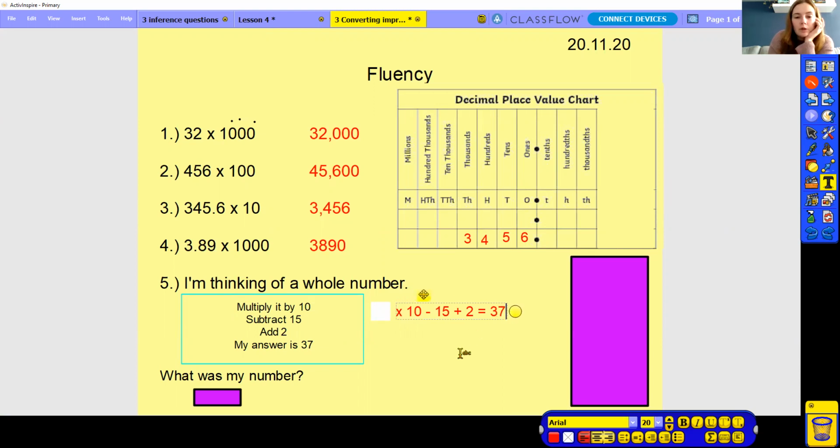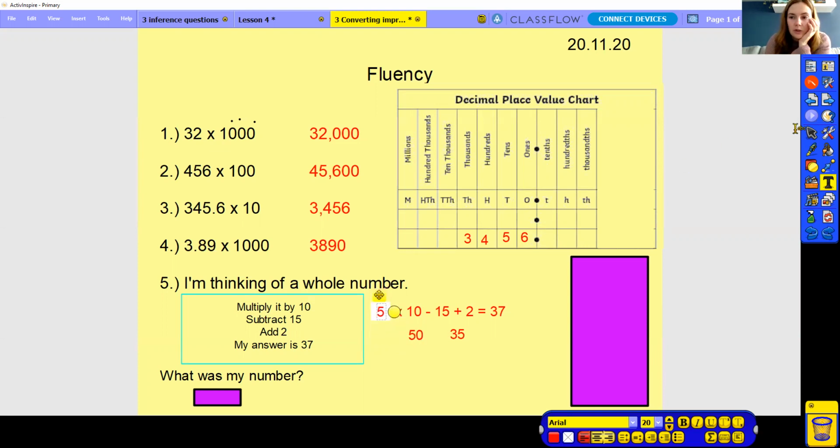So when we're doing this, we're going to work backwards. So first, we're going to do the inverse. So we added 2 last, so it means we need to take away the 2. So that gives us 35 if we take away 2. We took away 15, so we need to add the 15. So if we do 35 add 15, we get 50. And if we know that it was multiplied by 10, then we need to divide it by 10. And if we do 50 divided by 10, we of course get 5.